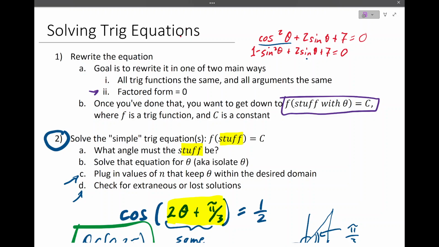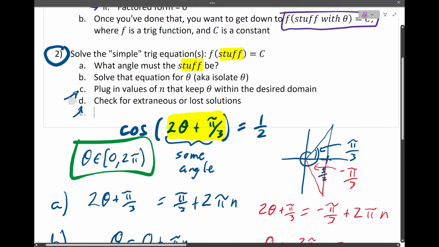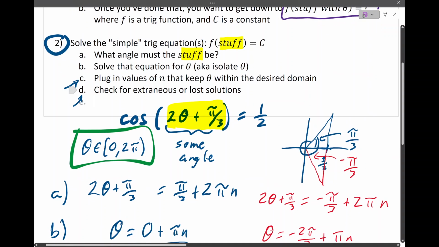Or go about and try to factor the entire thing. If you can get it to be factored on one side, something times something is equal to 0, then you could just use your zero product property, and that's super nice too. Again, the purpose of this rewriting is to get it into a basic form that looks something like this: some trig function of something, just a single trig function, equals some number. That's what you're looking for. Because once you've got that, then you can just follow this process. And this process, again, is always the same.